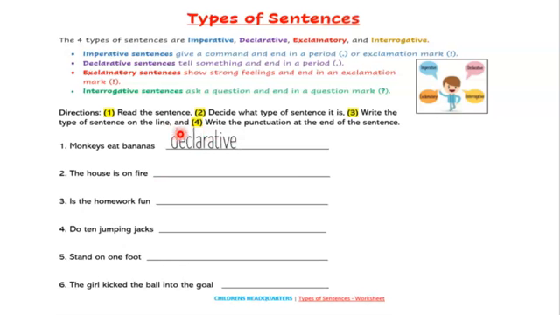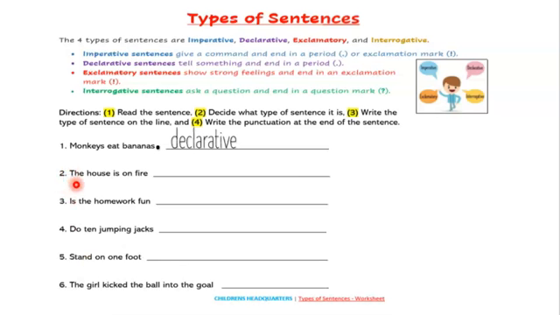We have one more piece of the directions to complete. It says to write the punctuation at the end of the sentence. So let's go ahead. It says declarative sentences tell something and end in a period. So we need to put a period at the end of the sentence. So right here, let's go ahead and write a period. Very good. All right, let's go ahead and go to the next sentence.